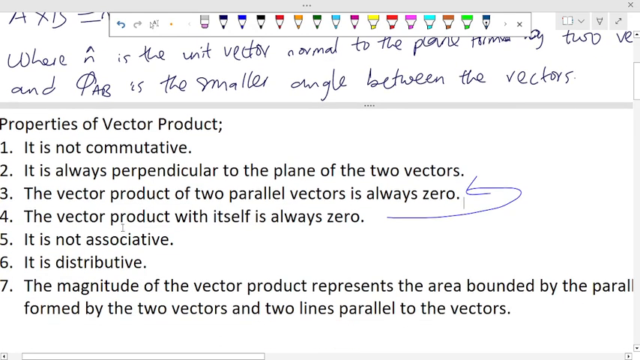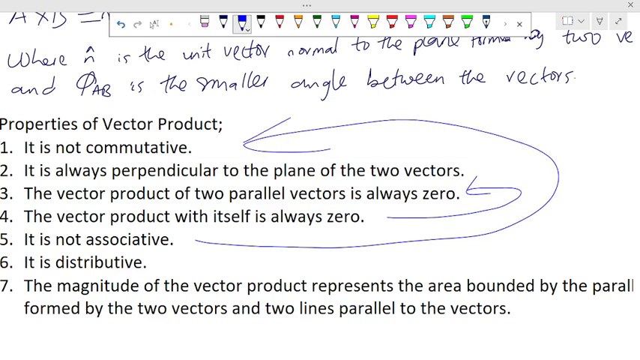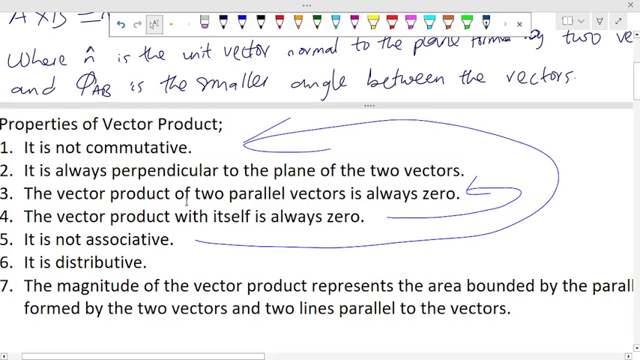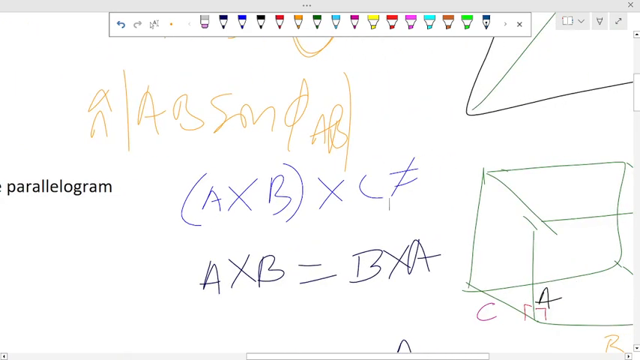The fifth property: it is not associative. This is likened to the first, not exactly, but close. That is, if we have A cross B cross C, this is not the same.